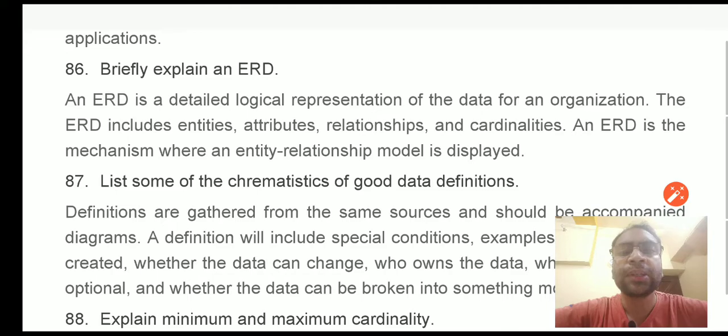An ERD is the mechanism where an entity relationship model is displayed, showing how one entity is related to the other entity and what relationship they follow. So just to depict this relationship between or among the entities of the organization, we form an entity relationship diagram.